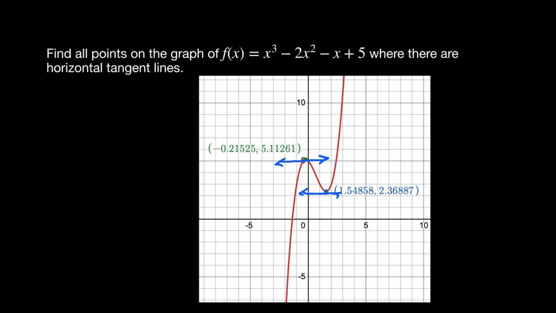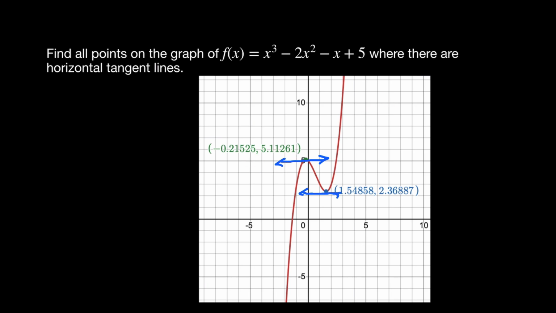And those places have x values of 2 plus root 7 over 3. That should be 1.54858, and then you can see my y value as well. And then the other place should be 2 minus root 7 divided by 3. That's negative 0.21525, and then you can see the y value there as well.